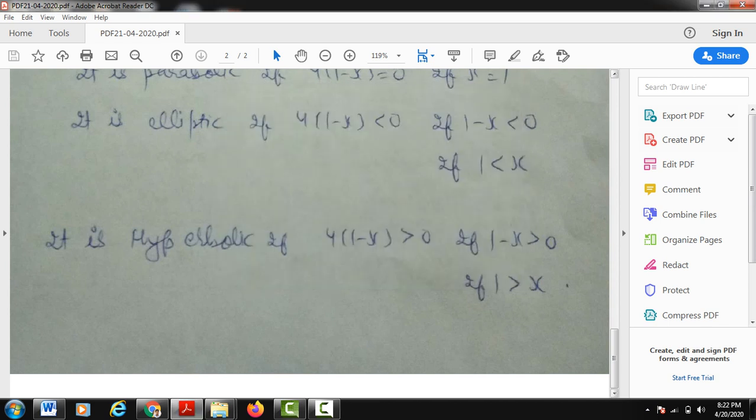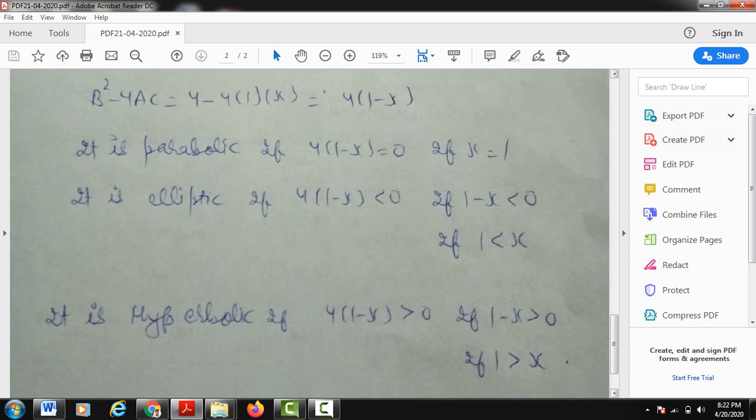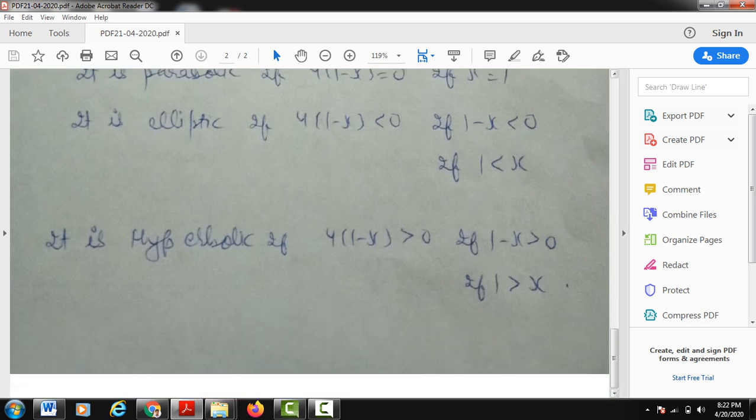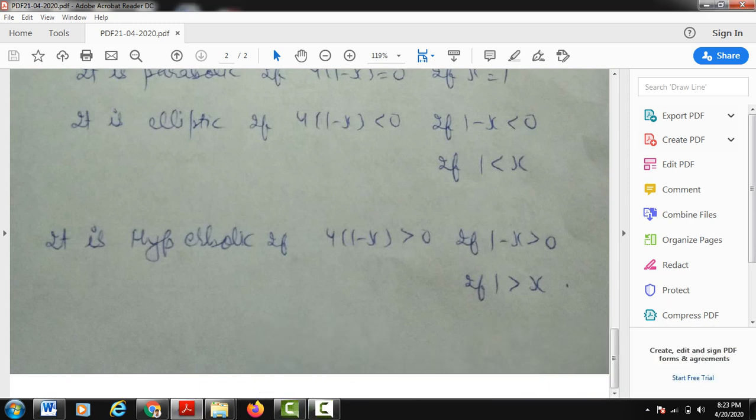So in conclusion, you can write: if x is equal to 1, the given equation is parabolic. If your x is greater than 1, the given equation is elliptic. But if your x is less than 1, then the given equation is hyperbolic. So these are the basic results for the classification of second order partial differential equations.